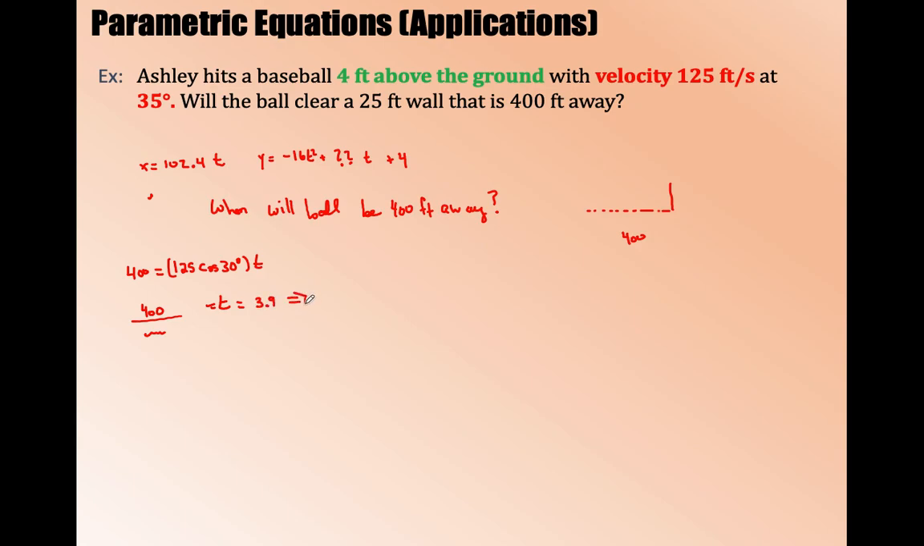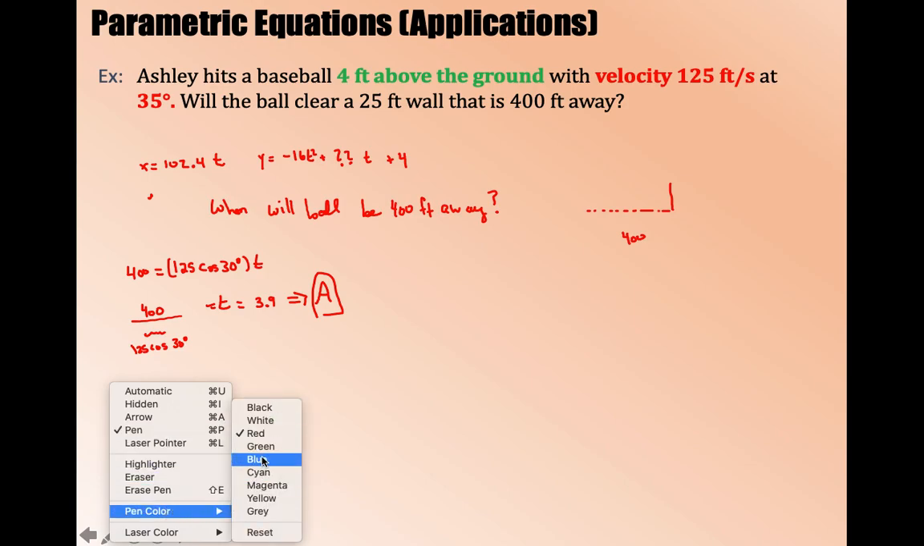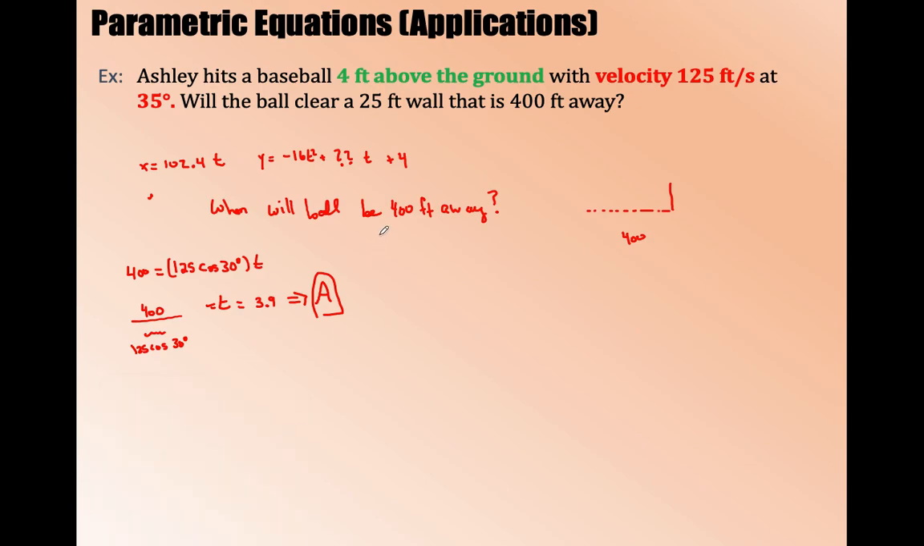This I need you to store in alpha A. And I literally, on my calculator, I did type 125 cosine 30 down here, because I'm going to use this number. So I now know the time that the ball is going to get to 400. So at that time, now I need to say, well, what height will it be? So when will the ball be 400 feet away? I answered that.